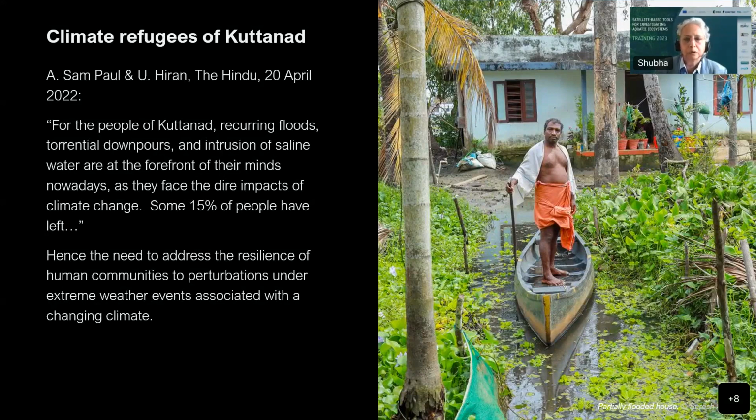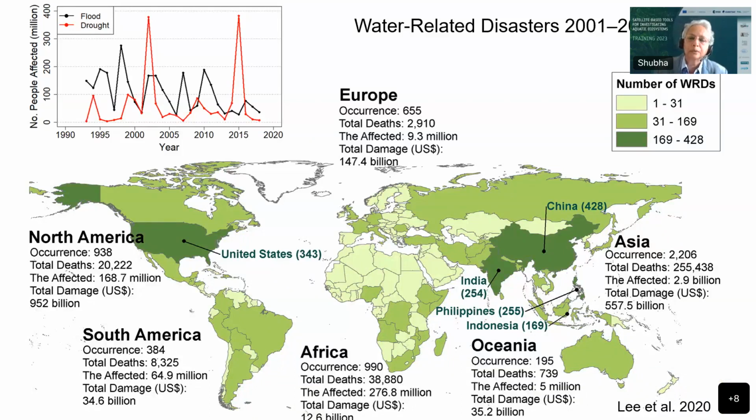So if you now look at the global picture, you see that what is happening in Kuttanad and Kerala and regions like that is not region specific, it is not isolated. Water-related disasters are now a global phenomenon. It's affecting people all over the world. And according to this review paper, the number of people affected runs into hundreds of millions.